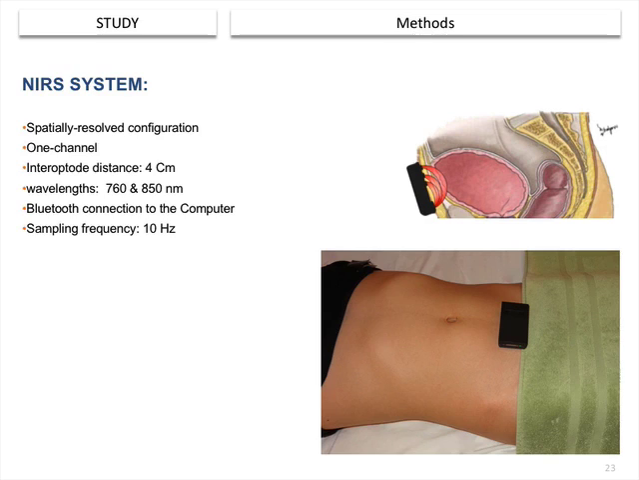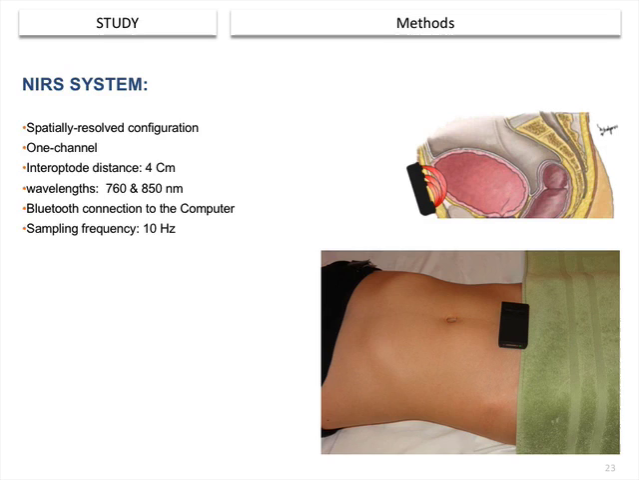The system that we used was a specially resolved configuration, a kind of high-tech wireless compact device, as you can see here, with one channel. One channel means that at any time it can monitor just one point. Two channels means that at the same time we can look at 2 points of the body.